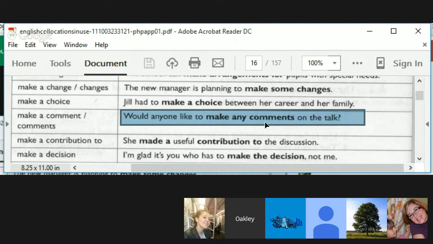All right. Those are good ones. A remark, an observation, a comment. Rebecca, make an observation. I like that one a lot. That's a good one. Can you use that in a sentence for us?